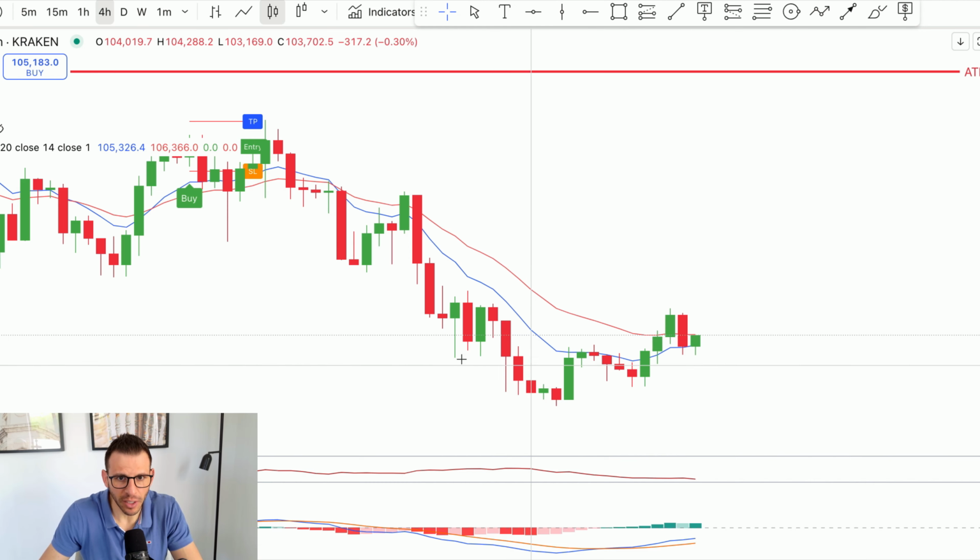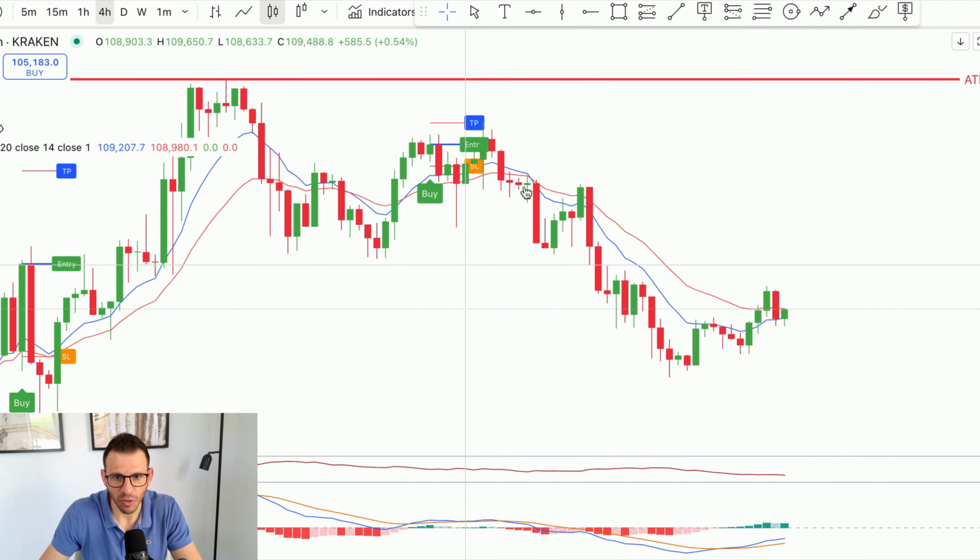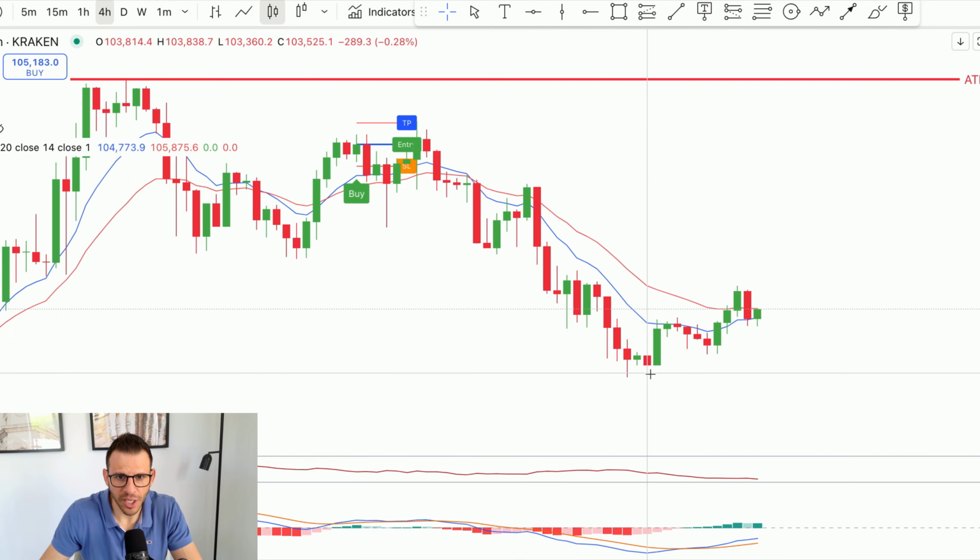On the 4-hour chart, of course, the price makes a series of lower highs and lower lows. This high, this low, moving averages pointed downwards. It means there is a bearish sentiment in the market. We see an internal transition here with higher highs and higher lows. We need to see a high above 105,800 in order to confirm that we have a shift in the market structure.